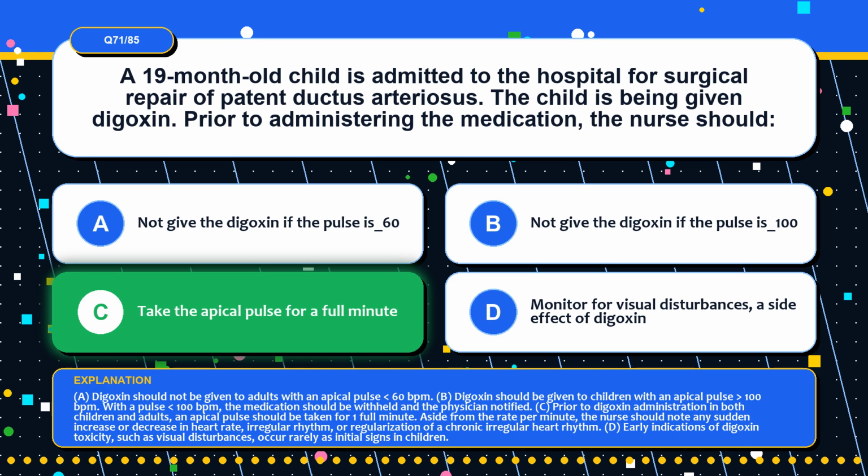C. Prior to digoxin administration in both children and adults, an apical pulse should be taken for 1 full minute. Aside from the rate per minute, the nurse should note any sudden increase or decrease in heart rate, irregular rhythm, or regularization of a chronic irregular heart rhythm. D. Early indications of digoxin toxicity, such as visual disturbances, occur rarely as initial signs in children.